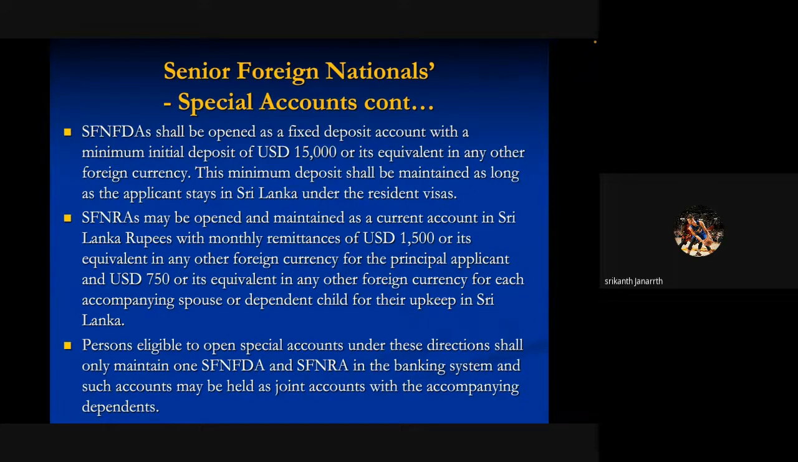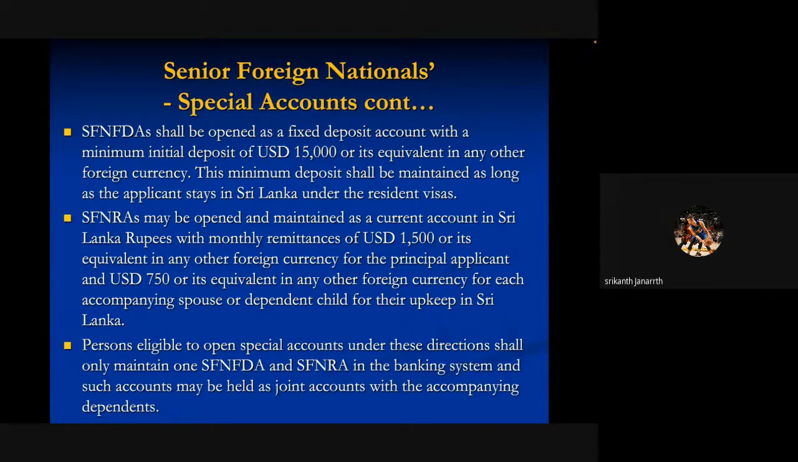So if a foreigner comes and opens an account with $15,000, then the immigration department will give a resident visa as long as the $15,000 is with the bank, right? Then there is a rupee account. The senior foreign national rupee account will be opened, a kind of current account type. He has to bring $1,500 to meet his cost of living. And if he brings his spouse and dependents, for each spouse and dependent he has to bring $700. So say a husband and wife, and a child.